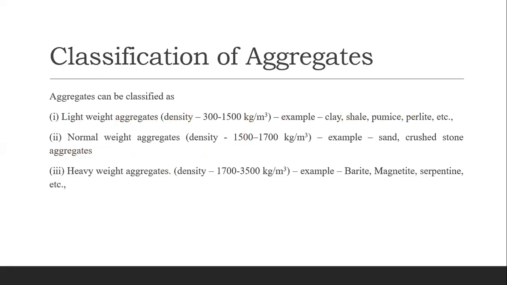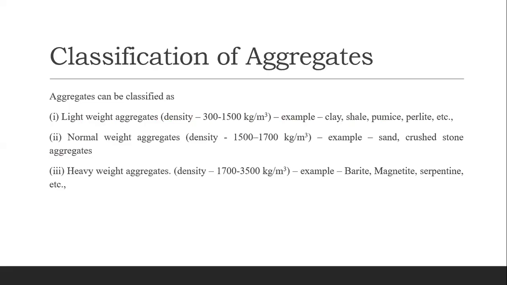So, classification of aggregates. First, we have three basic classifications based on the weights, that is nothing but the density: lightweight aggregates, normal weight aggregates, and heavyweight aggregates. Lightweight aggregates have a density range between 300 to 1500 kg per cubic meter. The best examples of lightweight aggregates are clay, shale, pumice, perlite. This type of aggregate is used for the construction of lightweight concrete blocks. The best example is your AAC, autoclaved aerated concrete blocks.